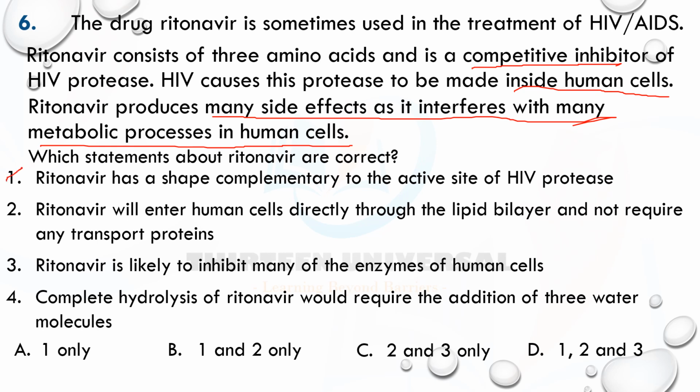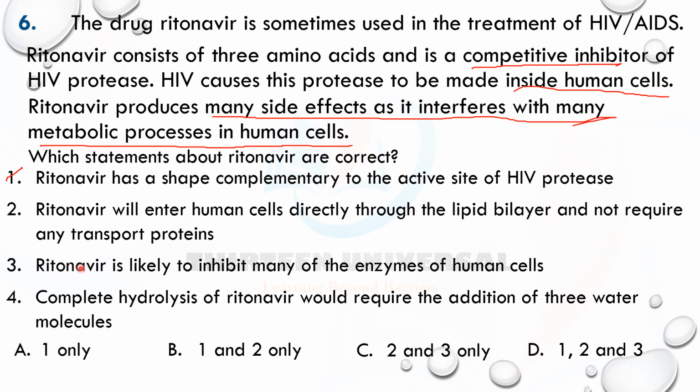Okay. 2 says ritonavir will enter human cells directly through lipid bilayer and not require any transport protein. Now, it is made up of 3 amino acids. Amino acids are polar, so polar molecules do not pass through lipid bilayer. Lipid bilayer will repel it. So this is wrong, because lipid bilayer will always repel polar molecules. They have to pass through transport proteins.